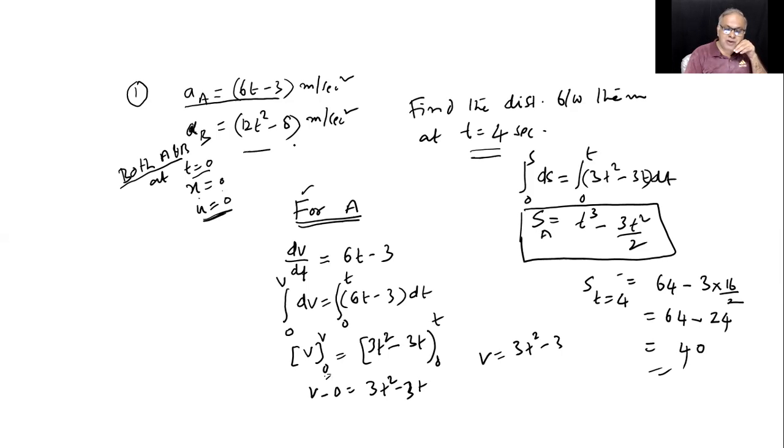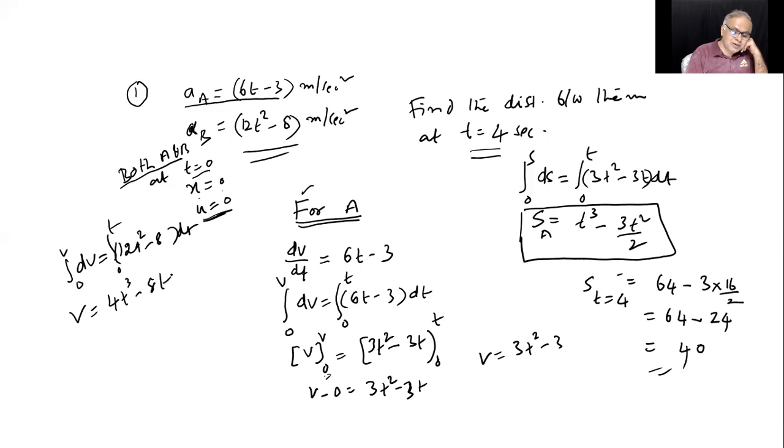All this procedure I'll repeat for this. Get S there, and then you know the distance between them at t equals 4 seconds. So I'll try to do it a little short here. dv equals 12t squared minus 8 dt, from 0 to v, 0 to t. So v will be 12t squared means t cubed by 3, 3 4s. So 4t cubed minus 8t. 8 dt means 8t. This is v.